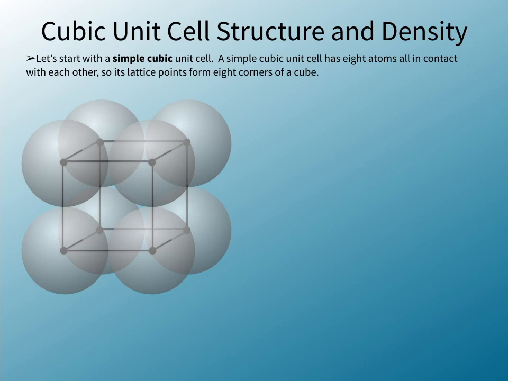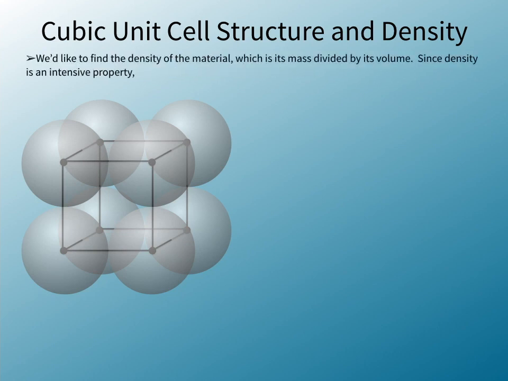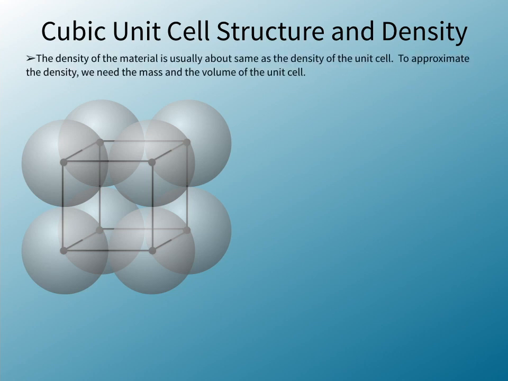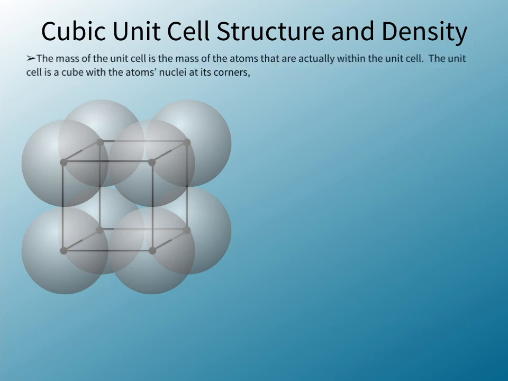corners of a cube. We'd like to find the density of the material, which is its mass divided by its volume. Since density is an intensive property, the density of the material is usually about the same as the density of the unit cell. To approximate the density, we need the mass and the volume of the unit cell. The mass of the unit cell is the mass of the atoms that are actually within the unit cell.